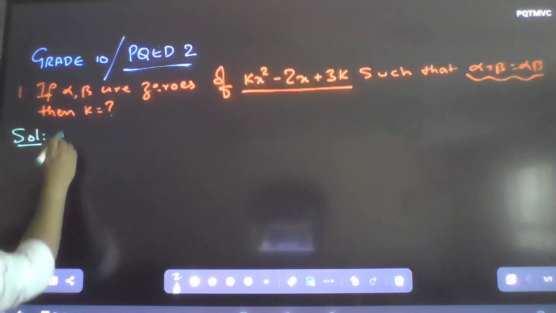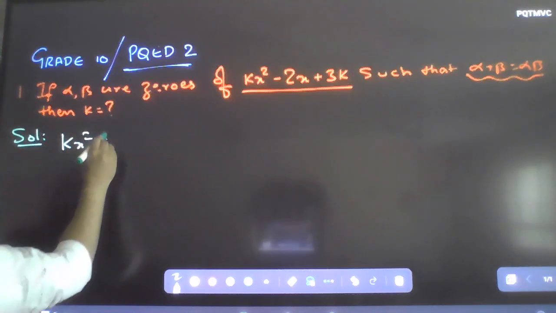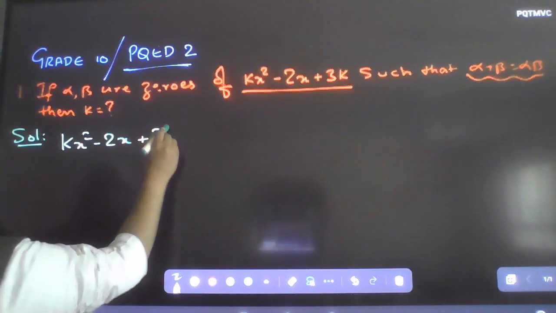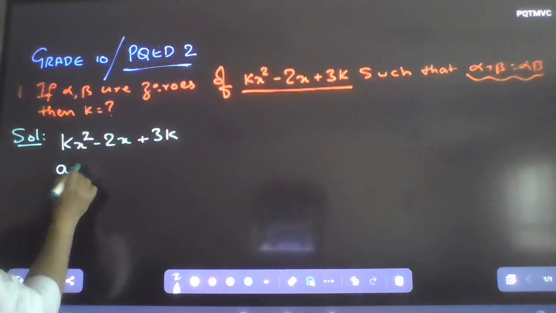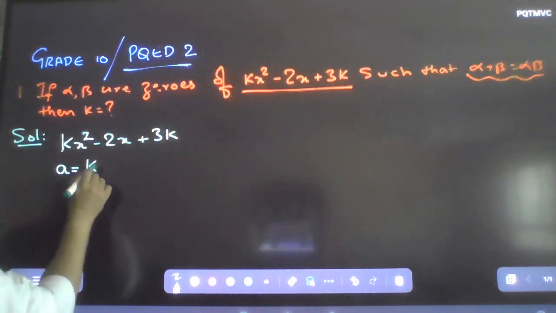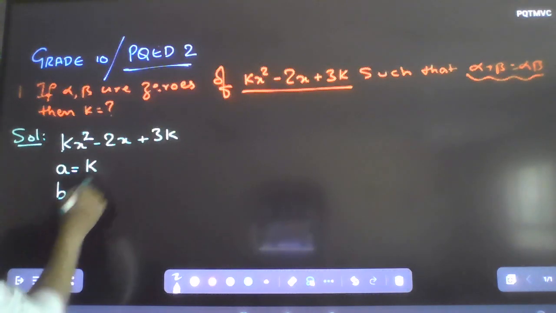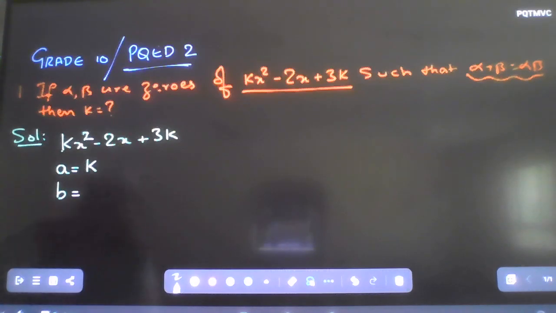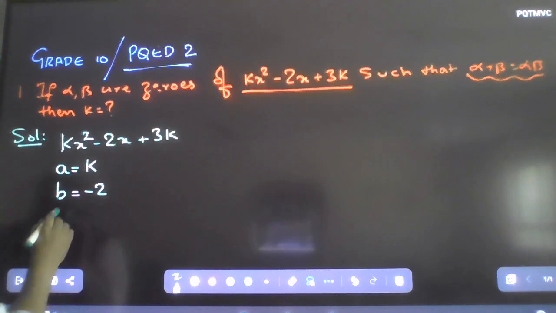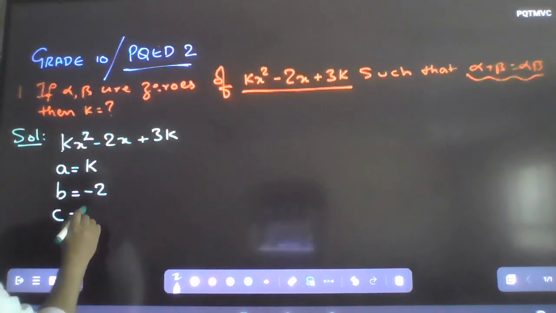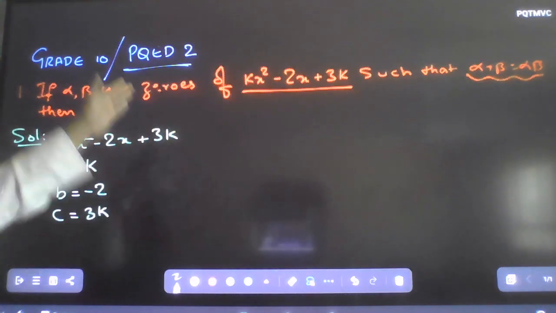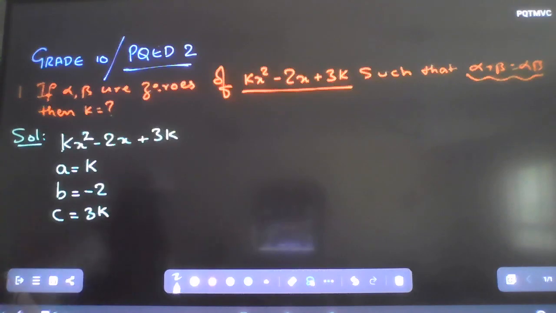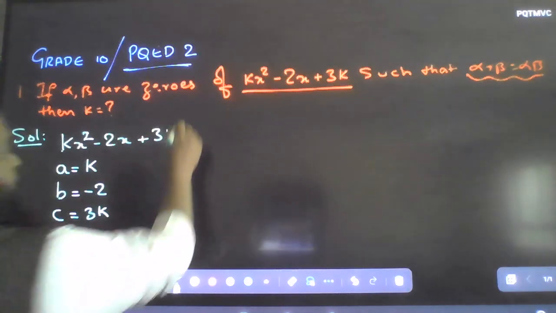It is given kx square minus 2x plus 3k. Here, what is a? a is the coefficient of x square, which is equal to k. And what is b? It is the coefficient of x, so it is minus 2. And what is c? It is the constant, which is 3k. Since I don't have much time, I am writing one beside the other. Please follow the steps carefully. I am also writing for you neatly.